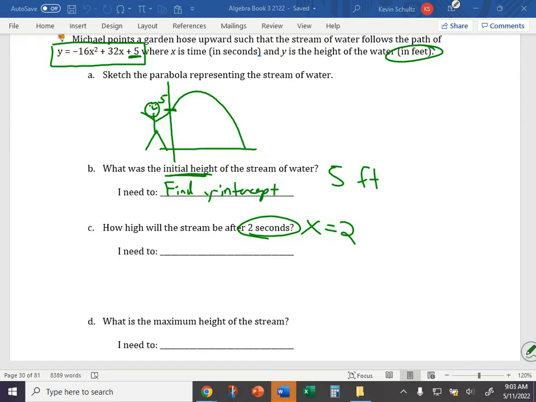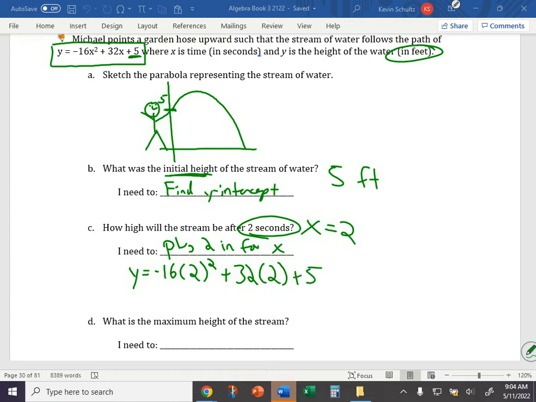Because we're told that x is time and y is height, that x gets plugged into the equation. Plug 2 in for x, and that's going to tell us the height of the water at that time. Okay? So our equation becomes y equals negative 16 times 2 squared plus 32 times 2 plus 5.